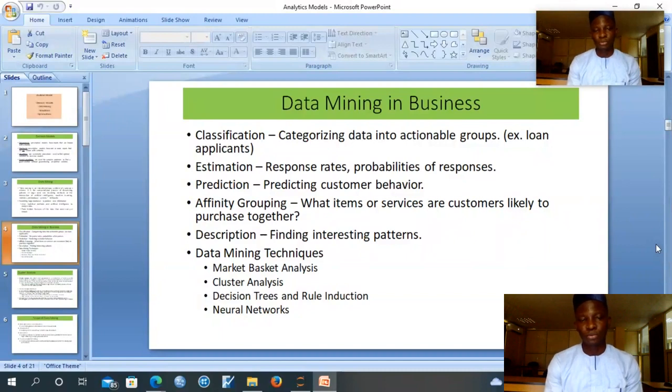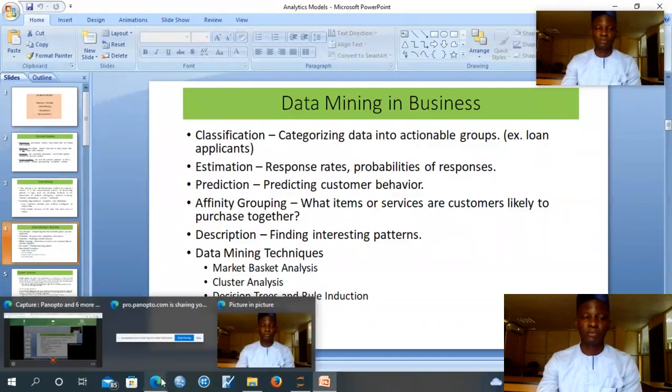You may be doing description, finding interesting patterns in the model. And then the techniques, market-basket analysis, cluster analysis, decision tree, or neural network are some of the practical ways of applying it. So we'll continue in the next video.